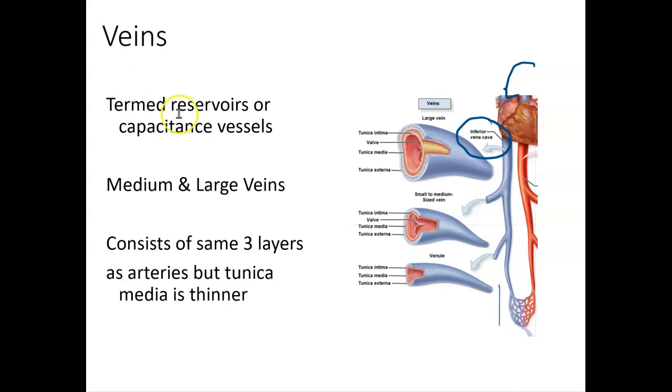One thing, they're called reservoirs or capacitance vessels. They can actually stretch a little bit. So we would say they're distensible, meaning they can stretch and they can hold blood in them. A lot of the time, at any given moment, most of your blood is actually inside your veins.